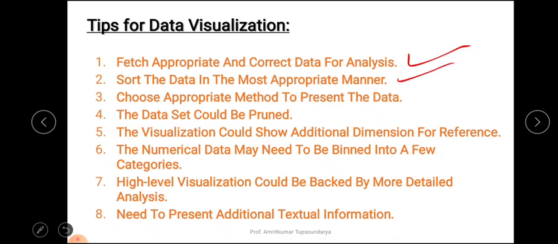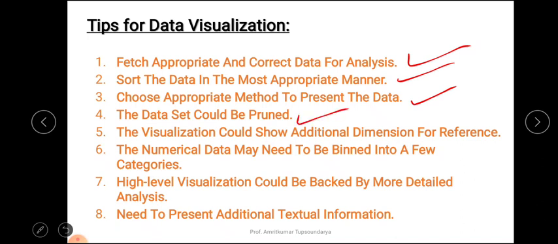Now the second tip for data visualization is to sort the data in the most appropriate manner. It could be sorted by numerical values, or alphabetically by name, or by any other parameter present in the data. But mostly it is a numerical variable or alphabetical names. The third tip is to choose the appropriate method to present the data, wherein the data could be presented as a table or as any of the types of graph which we have studied just now, right?